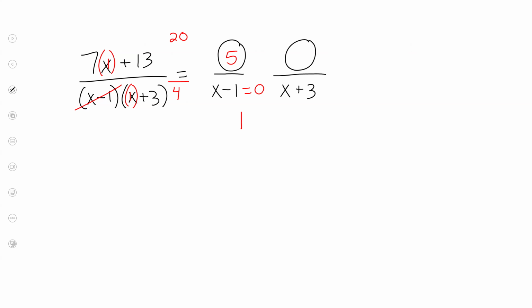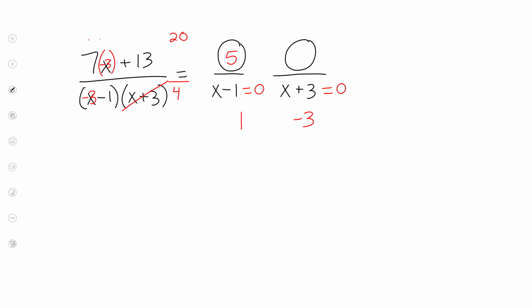We'll do the same process for the second fraction. Set the denominator equal to 0 and solve. What will I get? Okay, so let's ignore the factor that will give you 0. We're going to plug in a negative 3 and a negative 3 in here.